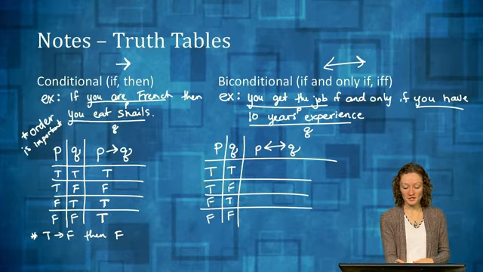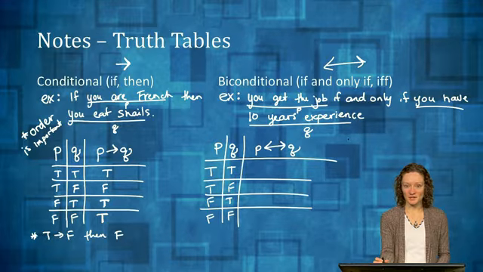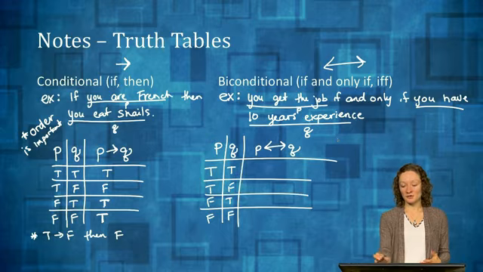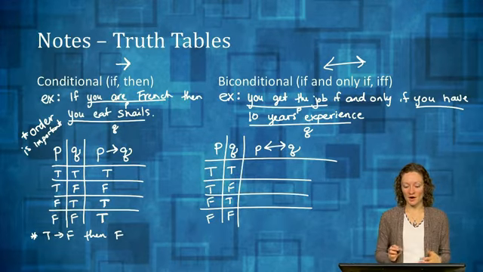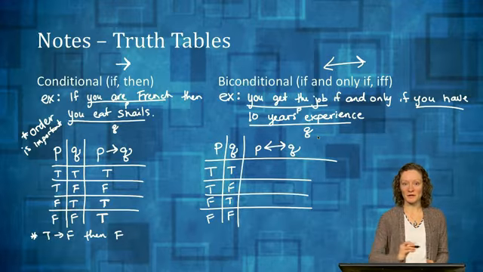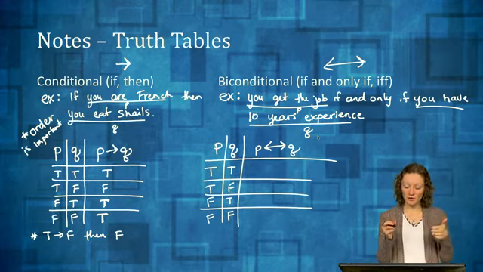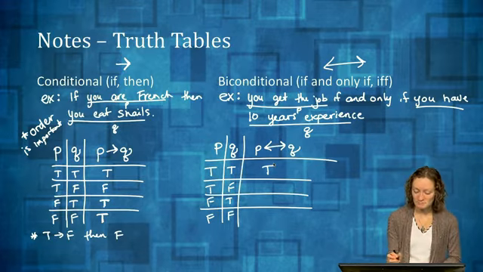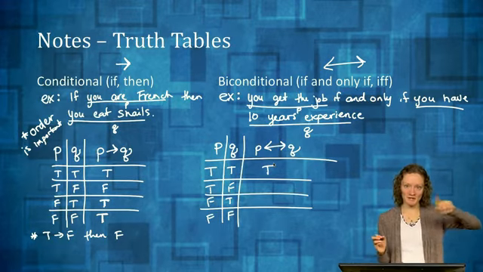All right, so the first scenario says it's true that you get the job and true that you have 10 years experience. So if the employer makes the claim, you get the job if and only if you have 10 years experience, are they telling the truth or lying? It's true that you got the job and true that you had the 10 years experience. Their claim was true because experience led to the job and the job meant you had the experience.